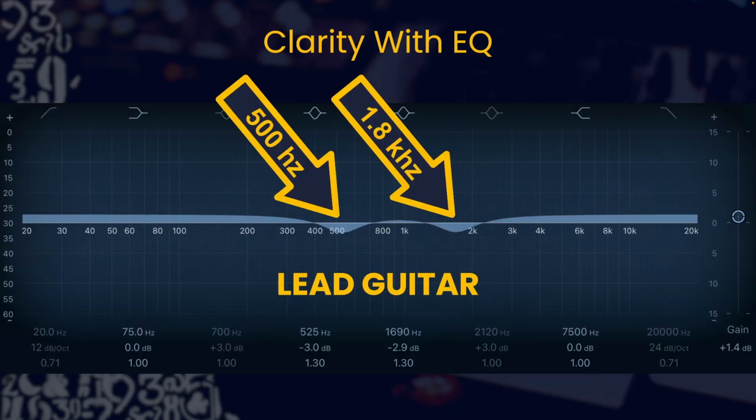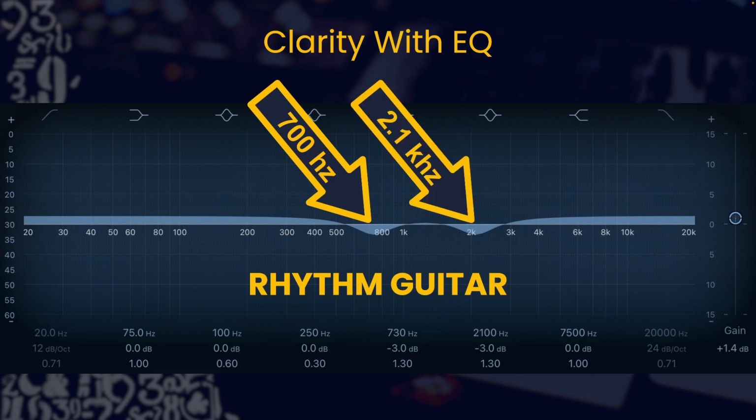So we want to reduce those two frequency bands in the lead guitar to create space for the rhythm guitar, and vice versa. For the rhythm guitar, we're going to reduce 700 hertz and 2.1 kilohertz. And these are relatively small moves. We're not making massive changes in the mix here.